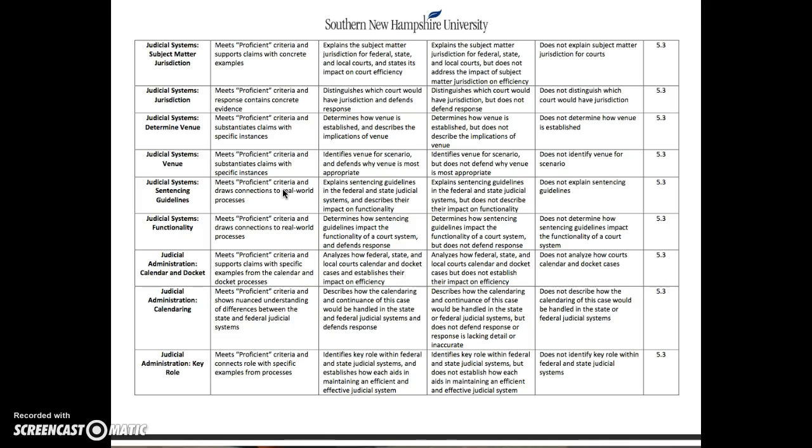Okay, so take a look at that. I've given you, again, the section. It's 18 USC 2113. That's the statute for bank robbery under the United States Code, and you can take a look at that and approach punishment from the sentencing guidelines perspective, and so I hope that helps. Next, we talk about judicial systems functionality. Determine how sentencing guidelines impact the functionality of the court and defend the response.